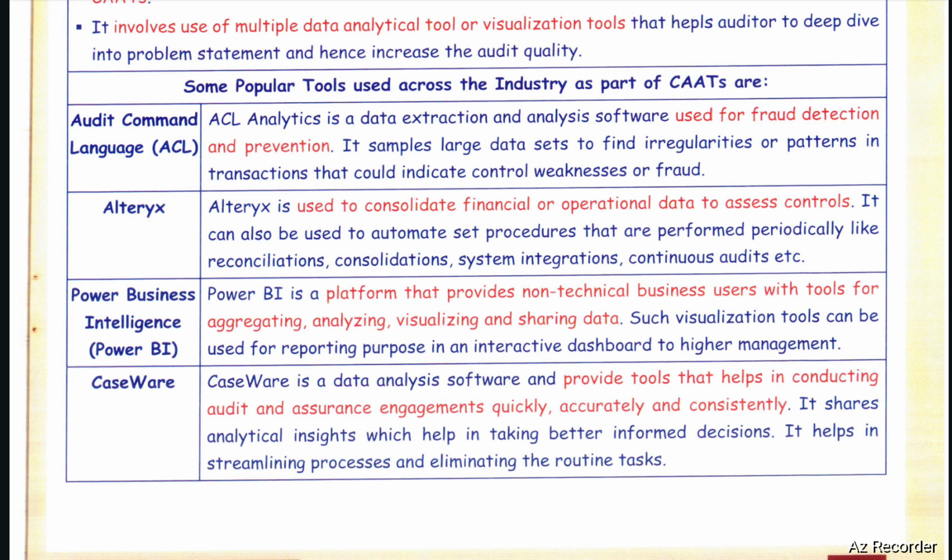It samples large data sets to find irregularities or patterns in transactions that could indicate control weaknesses or a fraud. Next, Alteryx. Alteryx is used to consolidate financial or operational data to assess controls. It can also be used to automate set procedures that are performed periodically, like reconciliations, consolidations, system integrations, continuous audits, etc.